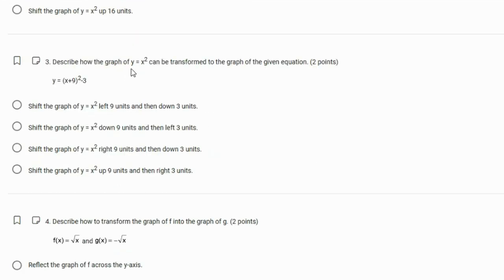Y equals x squared to y equals (x plus 9) squared minus 3. We got two different things going on there. There's go left 9 and down 3, down 9 and left 3, right 9 and down 3, up 9 and right 3.